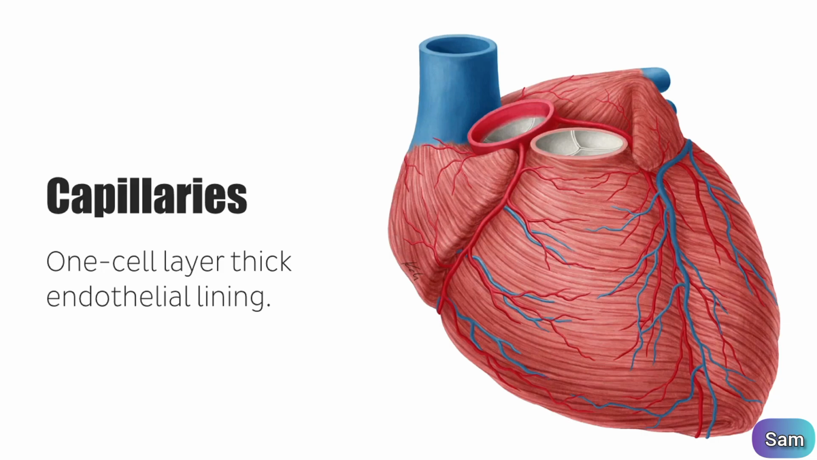This is also where the exchange of gases, water, nutrients, and waste products takes place, because the capillary walls are thin and fenestrated. After this, the capillaries collect into venules, which are the equivalent to arterioles. Capillaries connect arterioles and venules.